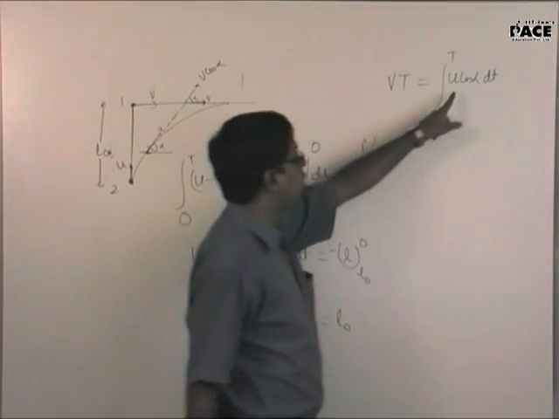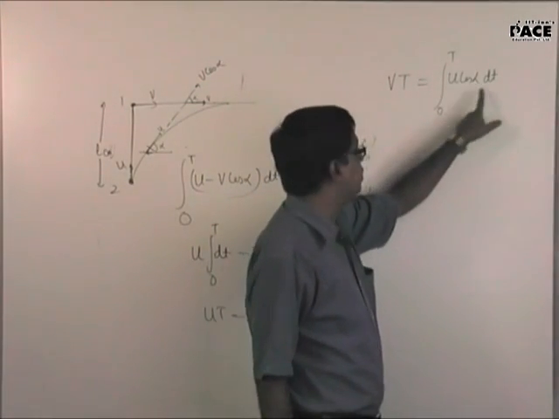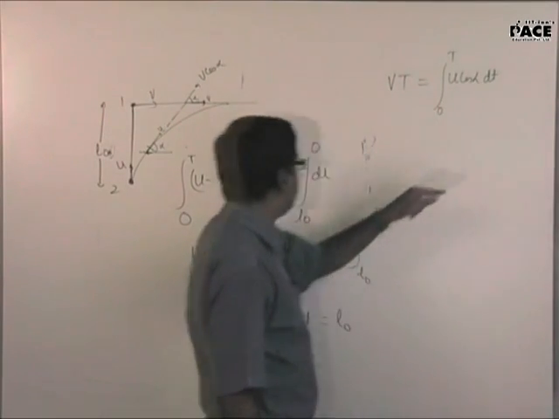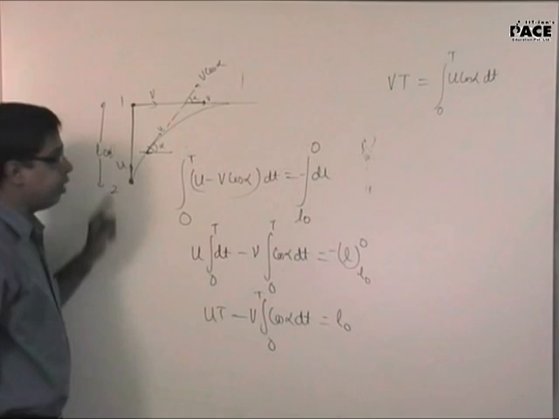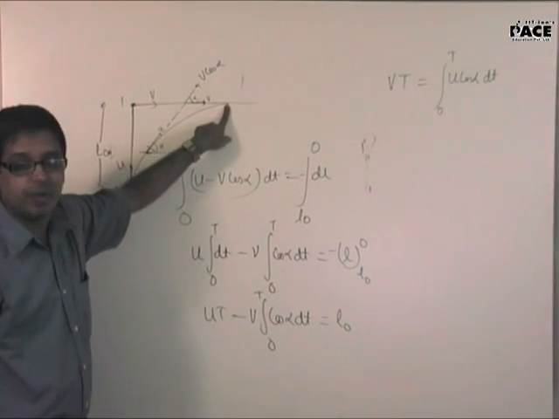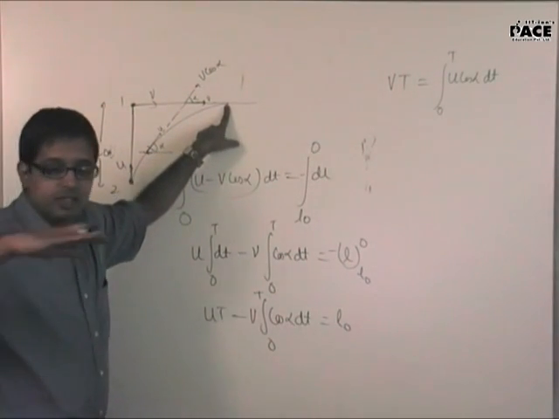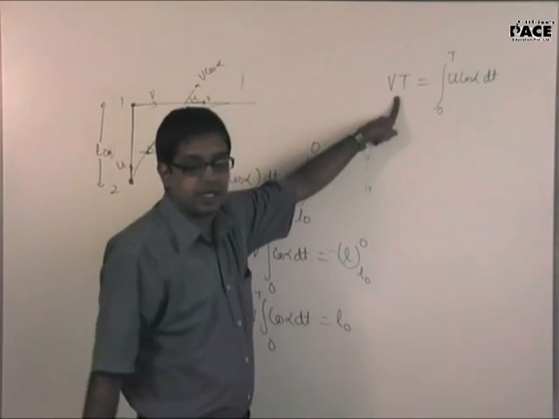Now if this is the total horizontal displacement, integral of u cos alpha into dt from 0 to t, the horizontal displacement of particle 2 and the horizontal displacement of particle 1 should be the same, don't you think? Only then they will meet. Now particle 1 is going straight, so the horizontal displacement is v into t.